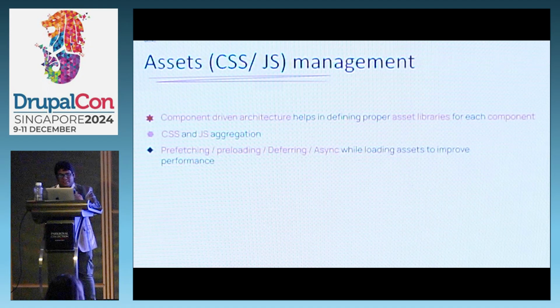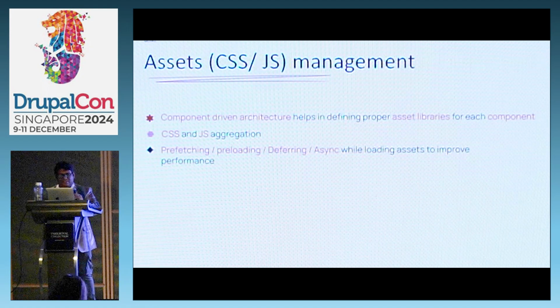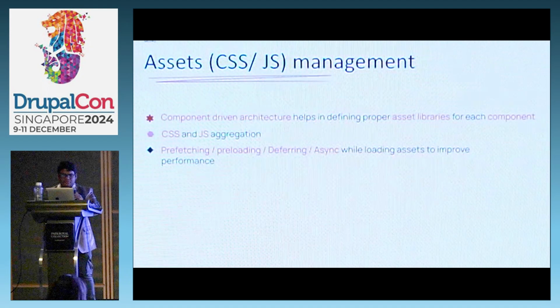Then for the assets, CSS and JavaScript, we integrated with the components. Since we were already using component-driven architecture, asset libraries are attached with the components, and CSS and JS aggregation was added there to make sure asset size is reduced. And we also added prefetching, preloading, deferring and async wherever applicable to make sure assets load correctly at the right time without any performance hiccups.